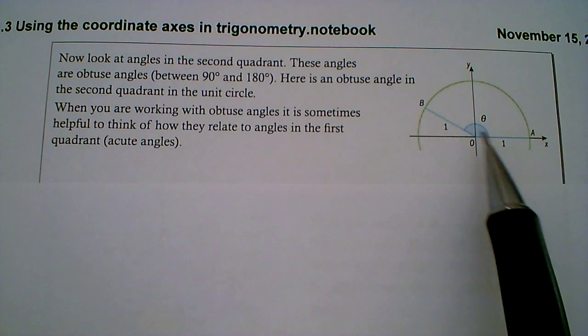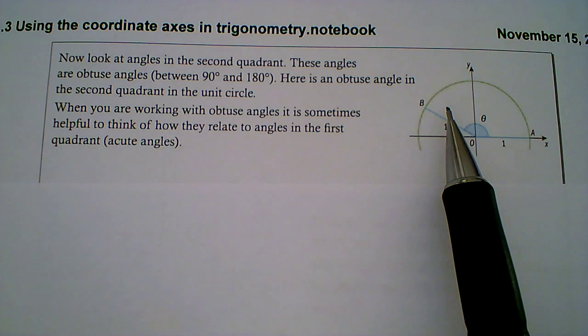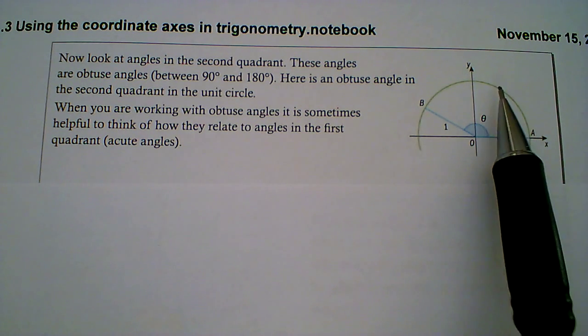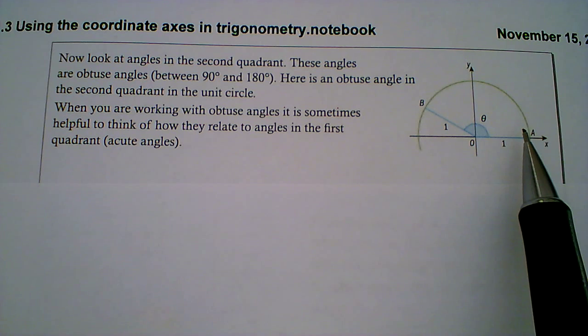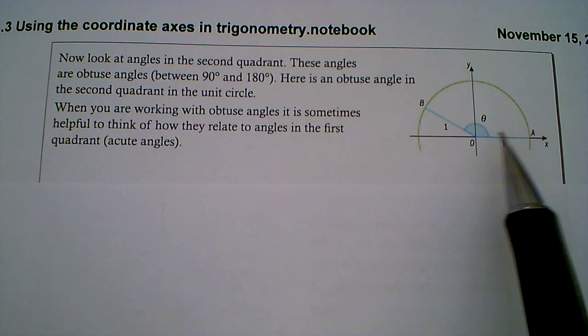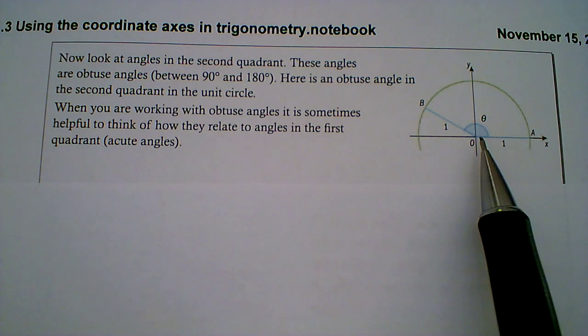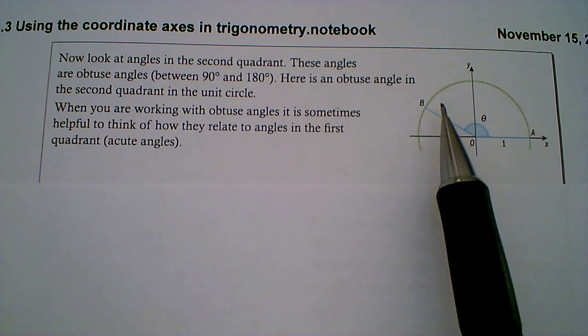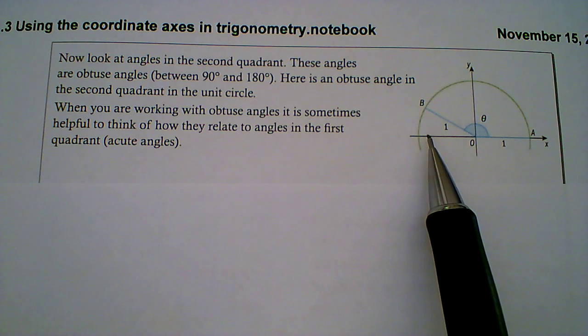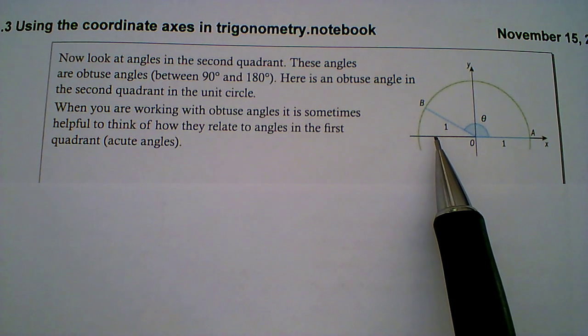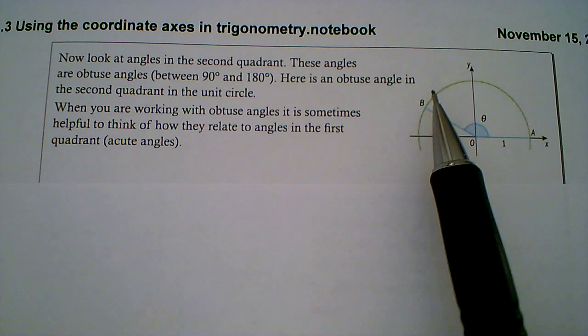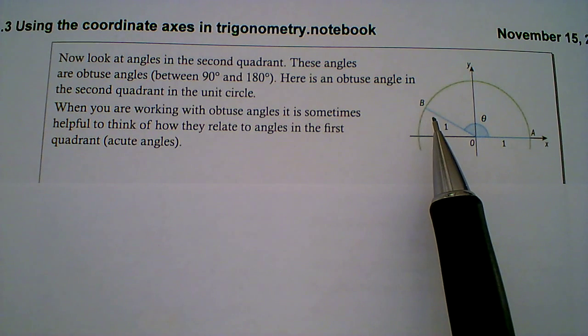It says now let's look at this angle. This angle is in the second quadrant. Prior to this all we did was look at acute angles that fell within the first quadrant. So this means that these angles are obtuse. If they fall in the second quadrant, they're going to fall between 90 degrees and 180 degrees. So in our unit circle, our obtuse angles would fall in the second quadrant.